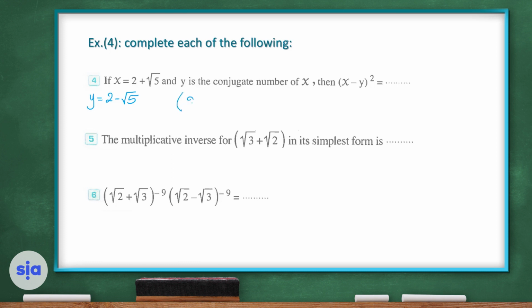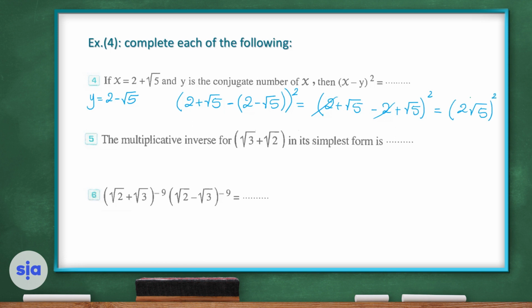So the x is 2 plus root 5 minus the y, which is 2 minus root 5, all squared. This will be 2 plus root 5 minus 2 plus root 5 all squared. Then this one is 2 square root of 5 all squared. Then the answer is 2 squared, which is 4, times root 5 squared is 5. So the final answer is 20.